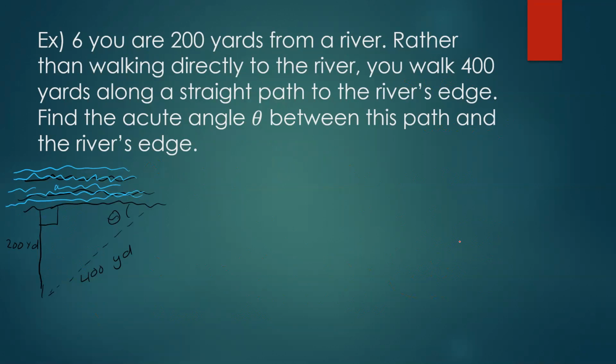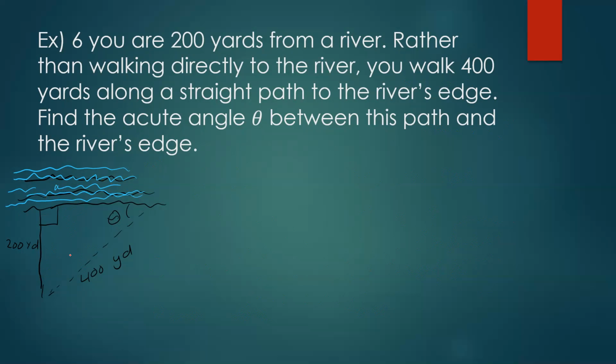Let's do example 6. So example 6, we have kind of an image, that's my best image. Okay, so example 6 says you are 200 yards from a river. Rather than walking directly to the river, you walk 400 yards along the straight path. So here you are, you're 200 yards from the river. Here's the river, the blue lines.